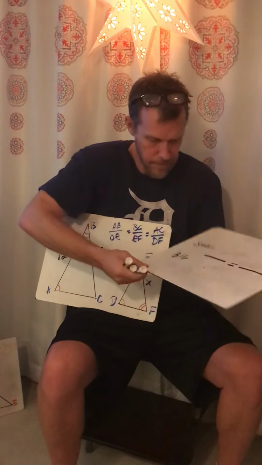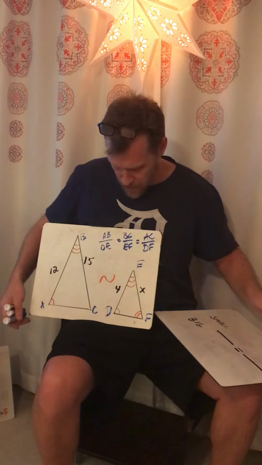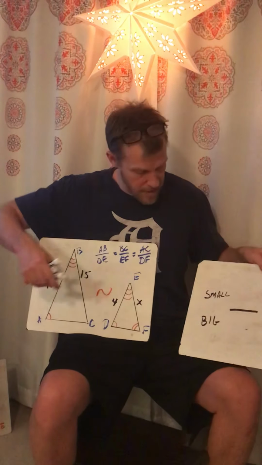All right, we'll do what we can. So we have a small triangle and a large triangle. We don't know this side length, so we set up that proportion here.